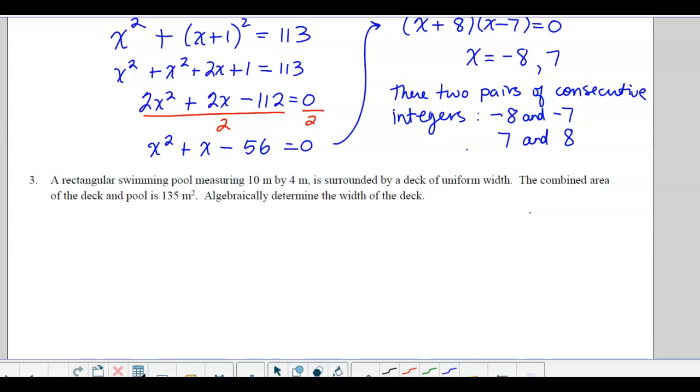So let's draw a picture. They're rectangles, right? So I'm actually going to do this.